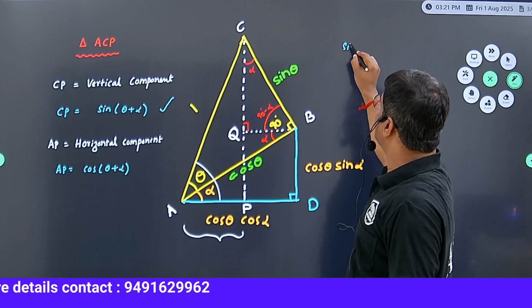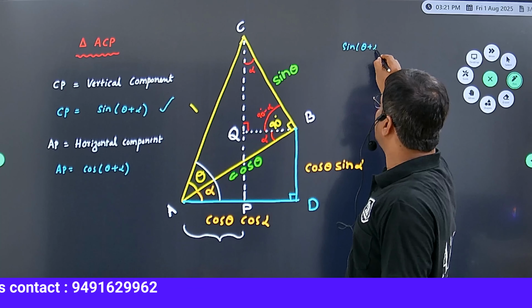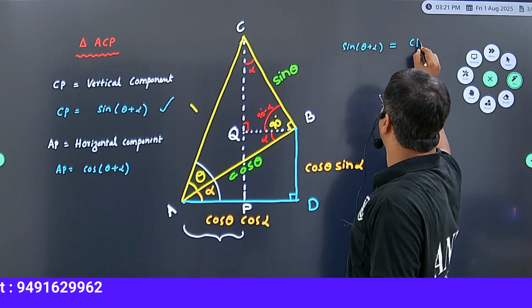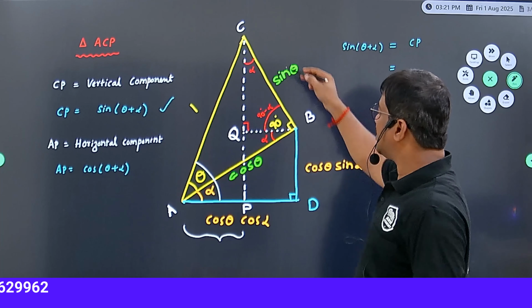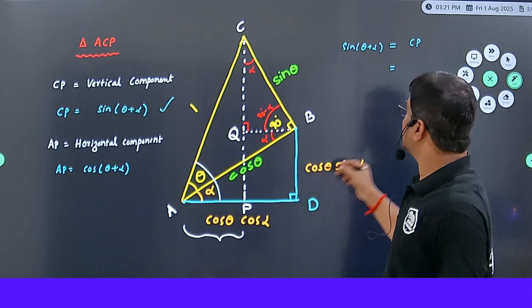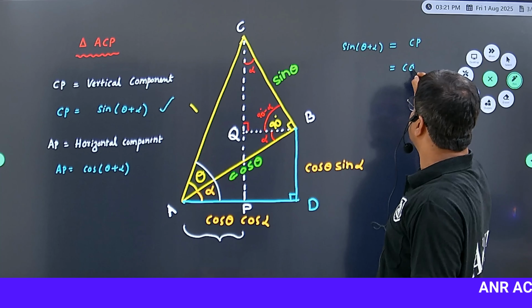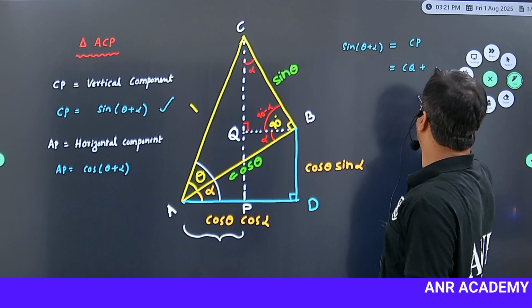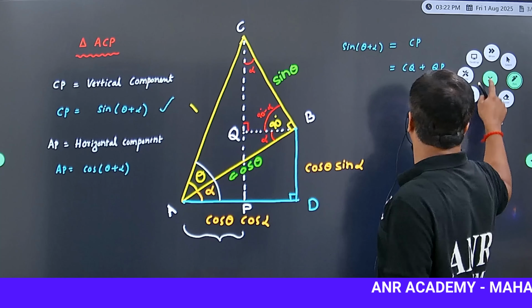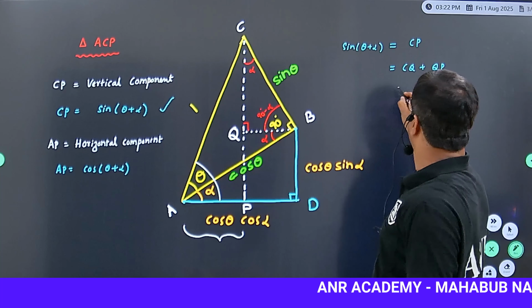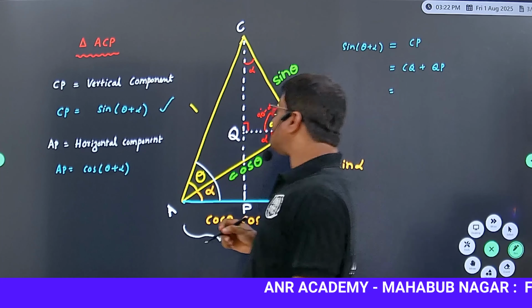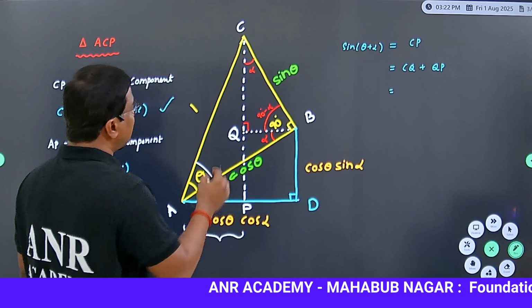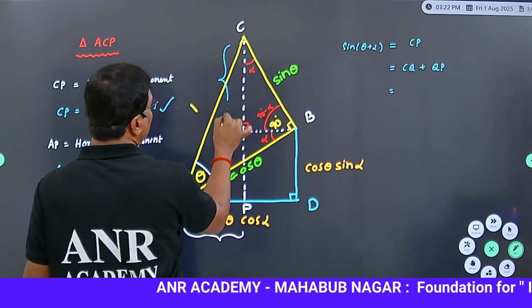Here our aim is to find sine of theta plus alpha. So sine of theta plus alpha is nothing but the CP distance. Observe the figure. The CP distance can be written as the distance from C to Q and then Q to P. Now observe the distance C to Q.